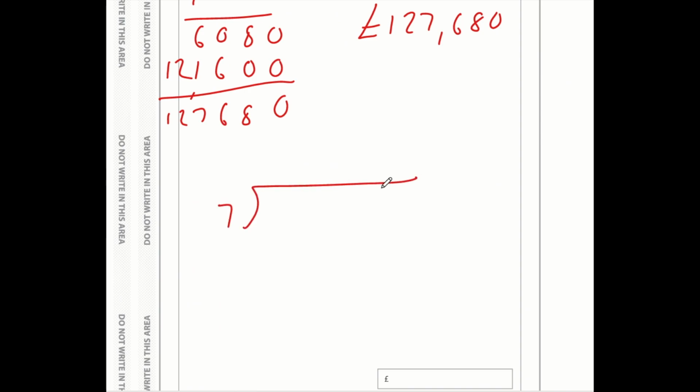So how many 7s go into 1, 2, 7, 6, 8, 0? 1 divided by 7 is 0, move the 1 across. 12 divided by 7 is 1, with a remainder of 5. 57 divided by 7 is 8, 8 7s are 56, that's a remainder of 1. 16 divided by 7 is 2, 2 7s are 14, that's a remainder of 2.